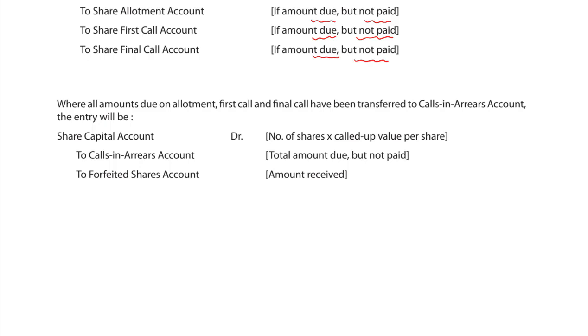Where all amounts due on allotment, first call and final call have been transferred to calls in arrears account, the entry will be: share capital account debit, number of shares multiplied by called up value per share, to calls in arrear account, total amount due but not paid, to forfeited shares account, amount received. Do it once more. Where all amounts due on allotment, first and final call have been transferred to calls in arrear account, the entry will be share capital account debit, to calls in arrear, to forfeited shares account.